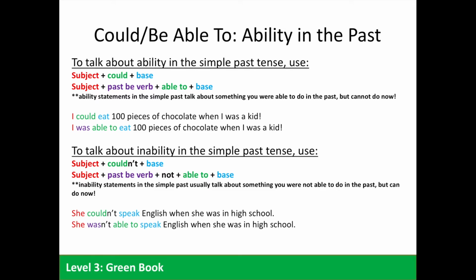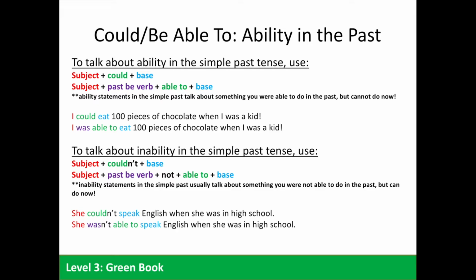Your structure, again, starts with the subject, followed by couldn't, and then the base verb. We also can use subject, followed by the past tense form of the be verb, with the negative not, able to, and then the base verb. Also keep in mind that inability statements in the simple past usually talk about something you were not able to do in the past, but can do now.